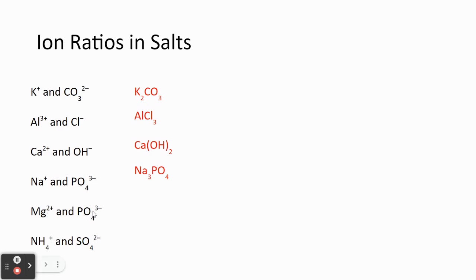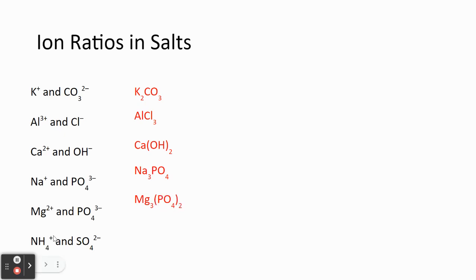Next we have a +2 and a -3. So the 2 from the magnesium would drop down here, and the 3 from the phosphate would drop down here. And because we want to show that there are 2 phosphates, we need to put parentheses around this ion.